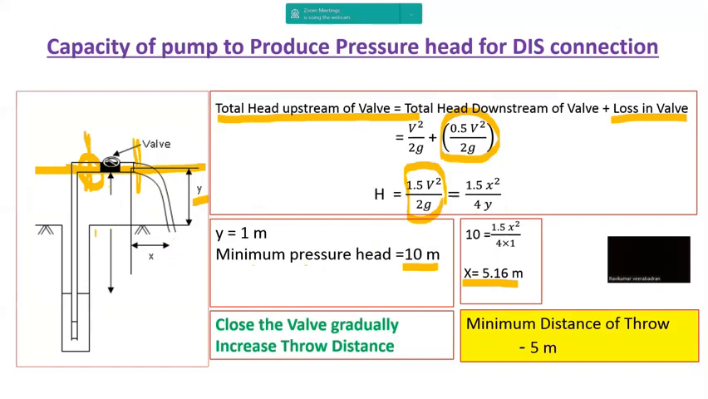So what we should do is close the valve gradually. As you close the valve gradually, the jet issued will be thrown to a larger distance, something like this. And if you are able to get a throw distance of 5.16 meters, or approximately at least 5 or 4.5 meters, we can understand that the pressure head that has developed upstream of the valve is 10 meters.